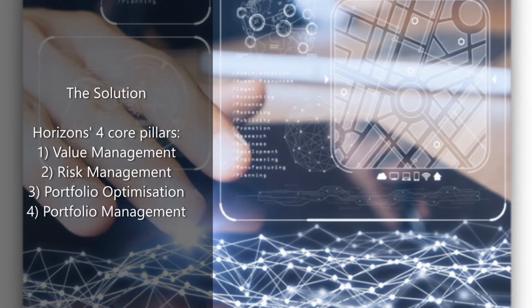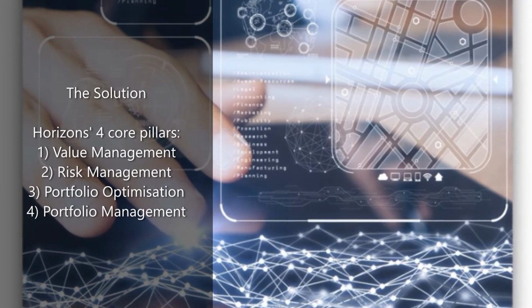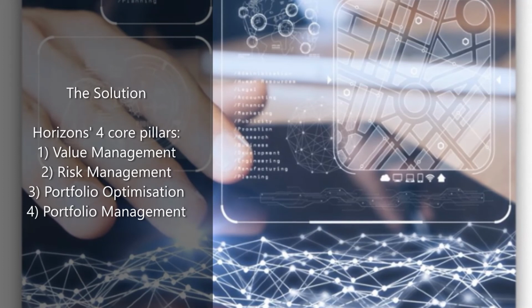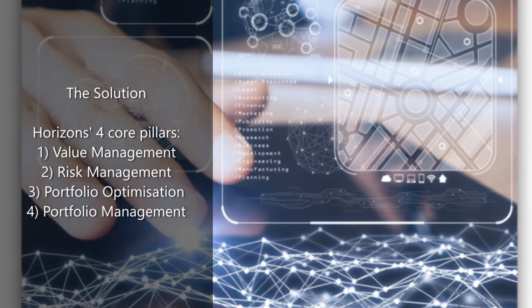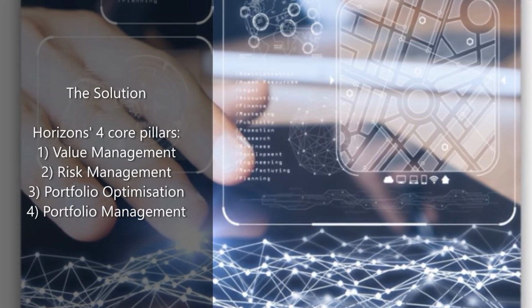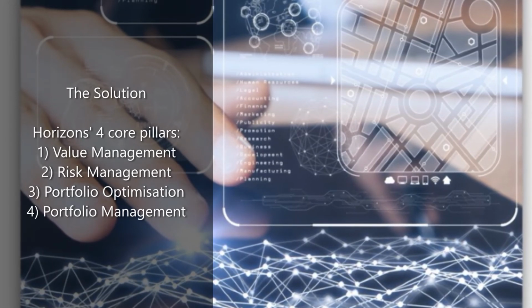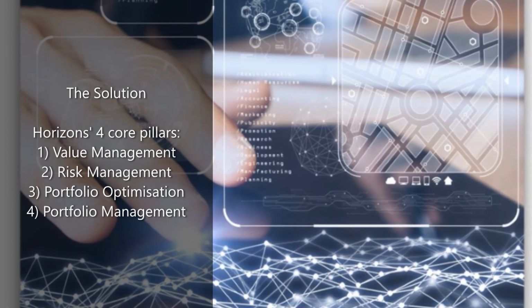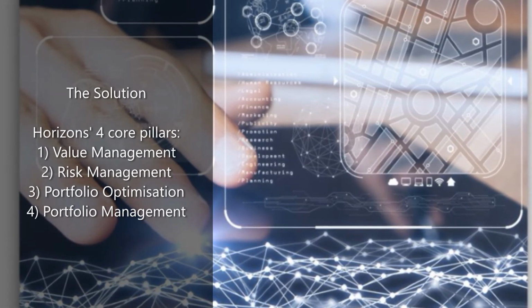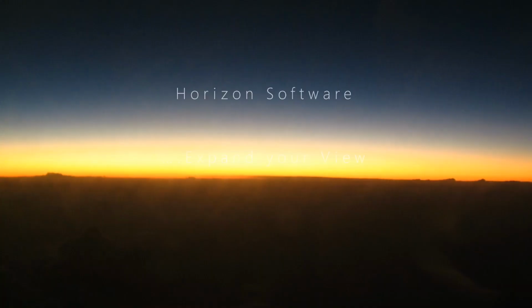So welcome to Horizon, the project portfolio software that solves the capital allocation problem by integrating 4 core pillars of value management, risk management, portfolio optimization, and portfolio management to collectively deliver optimized, value-based capital allocation decisions. With Horizon, the power is now in your hands, so expand your view.